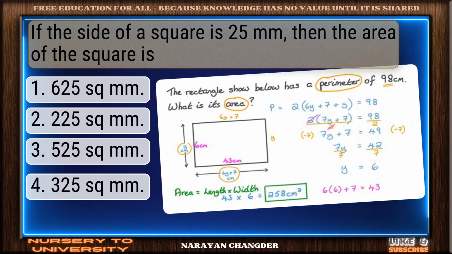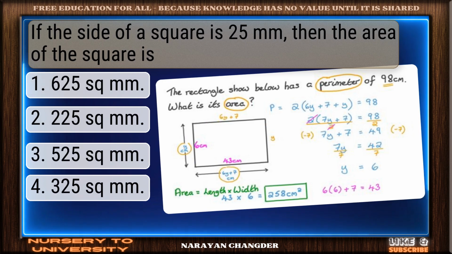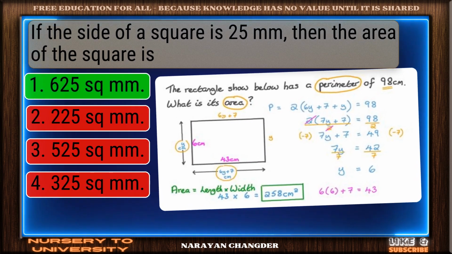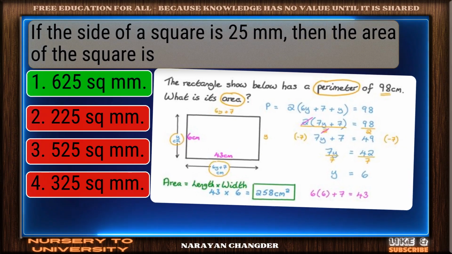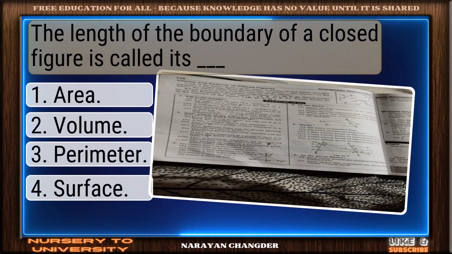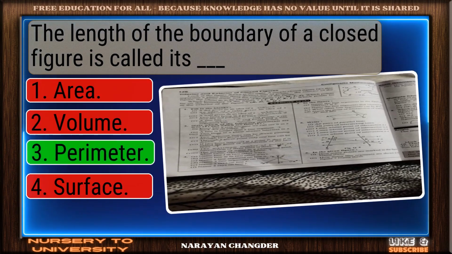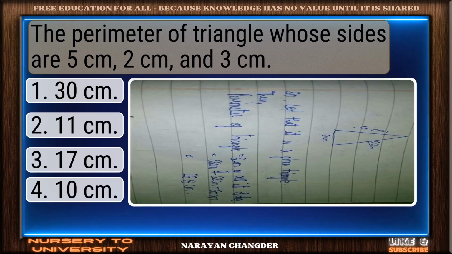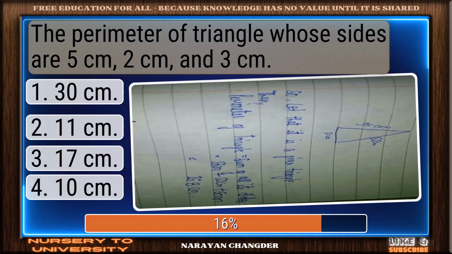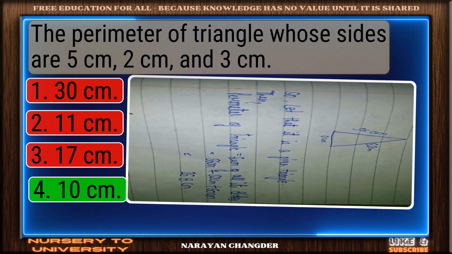If the side of a square is 25 mm, then the area of the square is. Nice work. You chose 625 square mm and it is correct. The length of the boundary of a closed figure is called its dash. Nicely done. Perimeter is a solid answer. The perimeter of a triangle whose sides are 5 cm, 2 cm and 3 cm. You got it. Your choice 10 cm is right.